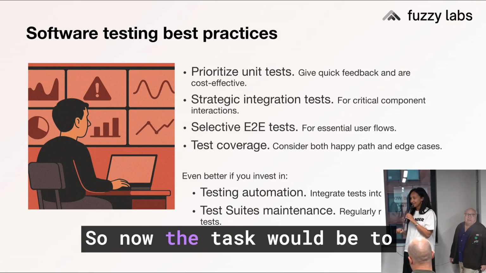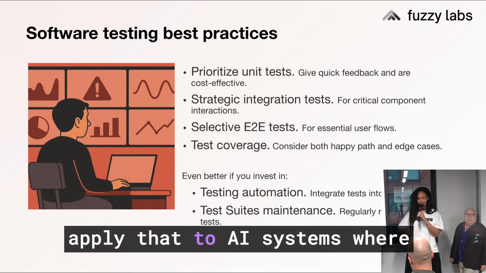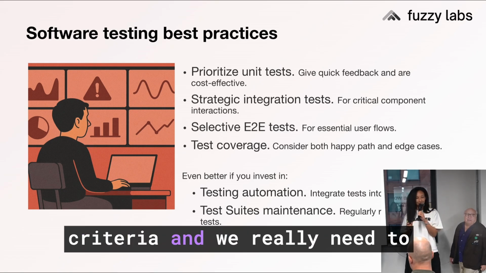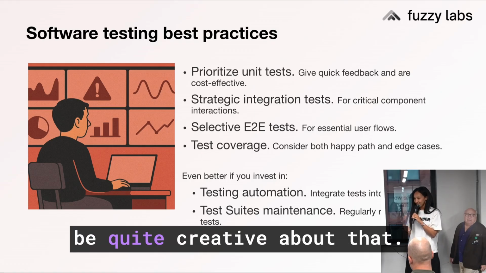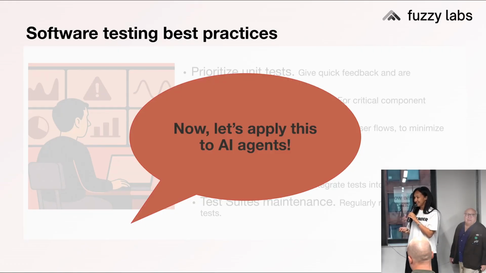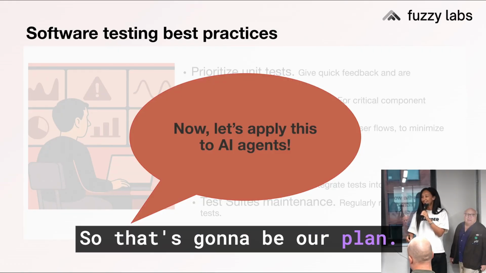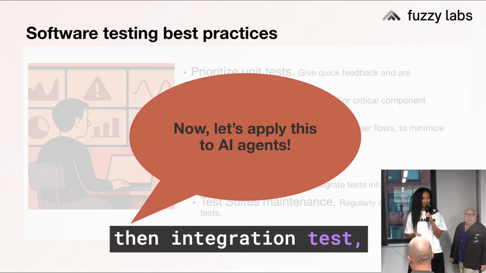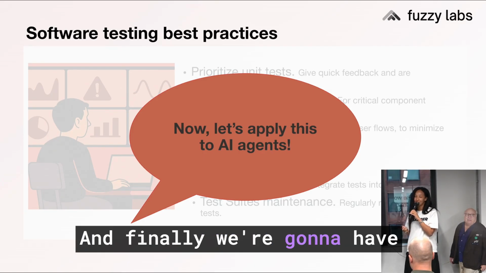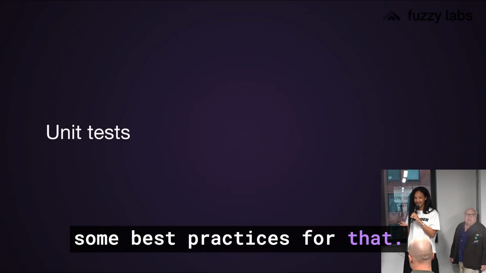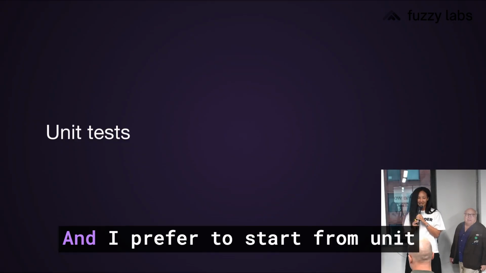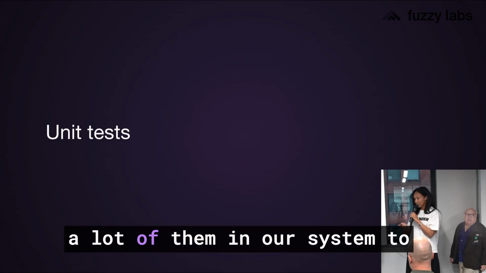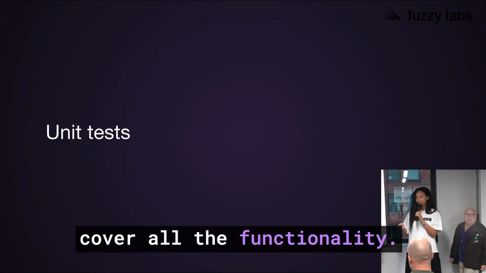So now the task would be to apply that to AI systems, where we need to have very custom criteria, and we really need to be quite creative about that. So that's going to be our plan. We are going to discuss first unit tests, then integration tests, then end-to-end tests, and finally we're going to have some best practices for that. That's our plan. And I prefer to start from unit tests, because we need to have a lot of them in our system to cover all the functionality.